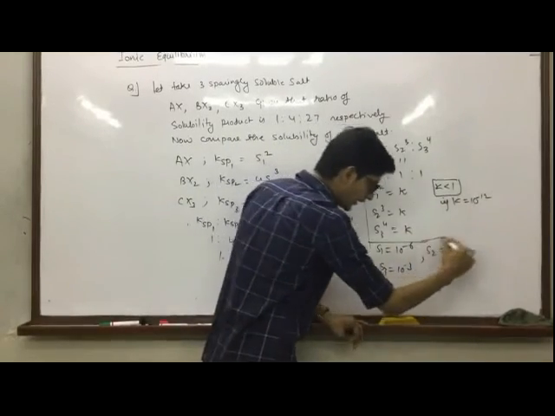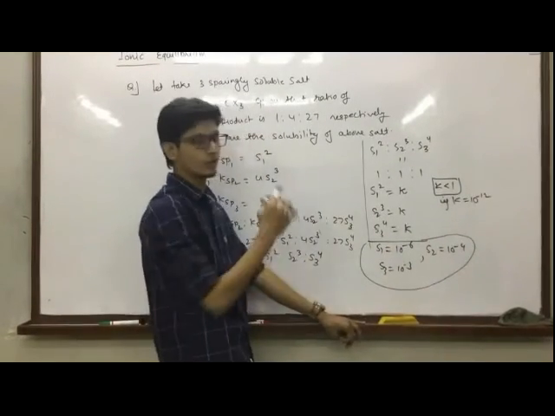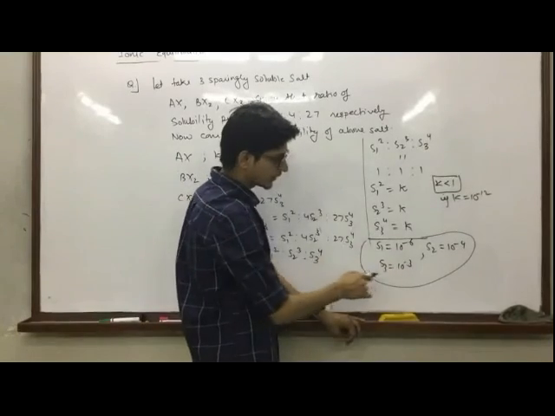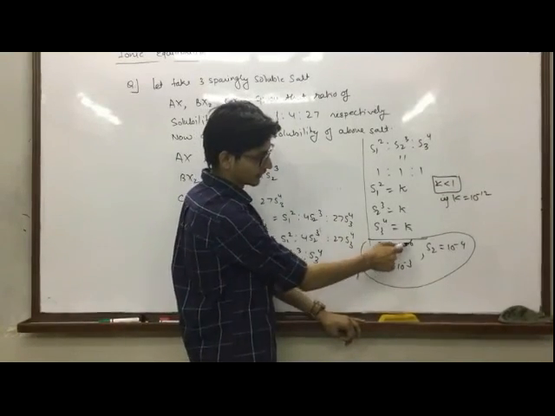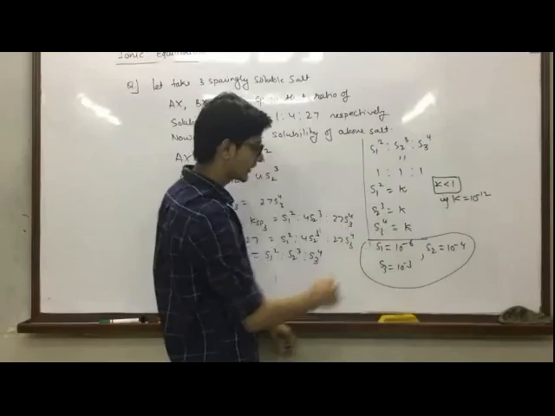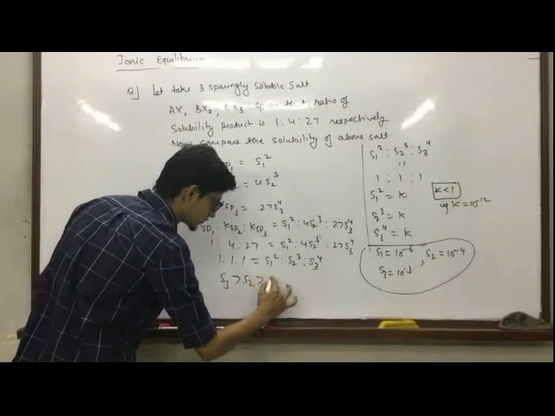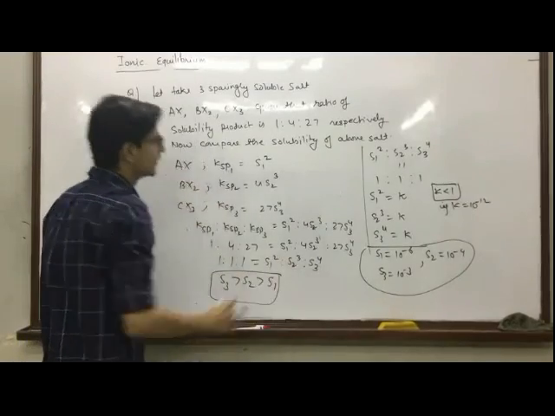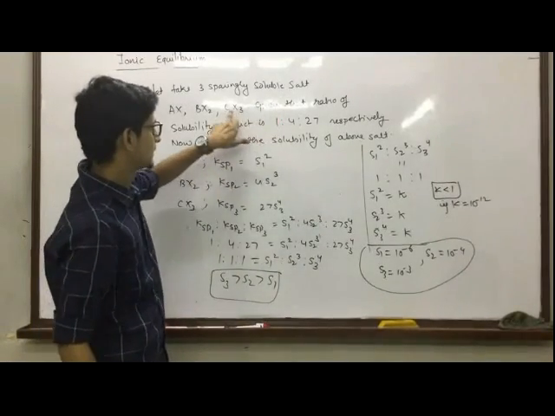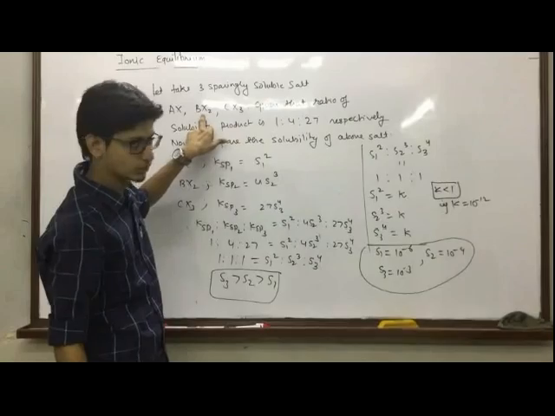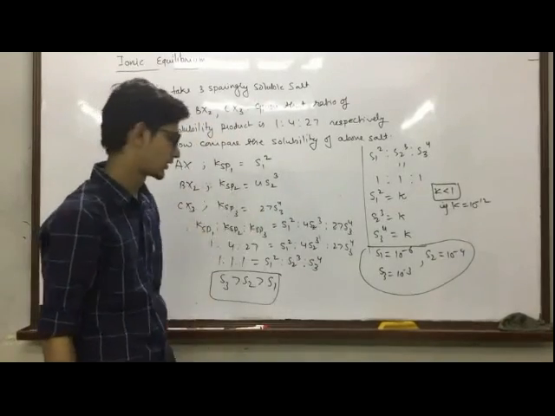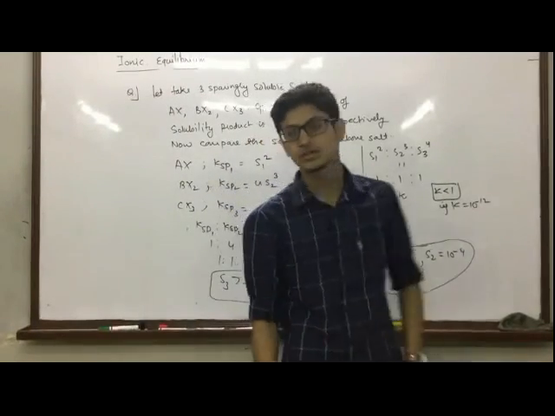Now, after seeing these three values, which is greater? S3 is the greatest, 10 to the minus 3, then 10 to the minus 4, and then 10 to the minus 6. So S3 is greater than S2, and S2 is greater than S1. Comparatively, CX3 is the most soluble, BX2 is less soluble, and AX is the least soluble. So, that's all for today's lecture.